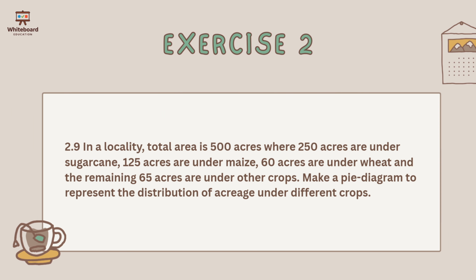In a locality, total area is 500 acres where 250 acres are under sugarcane, 125 acres are under maize, 60 acres are under wheat and the remaining 65 acres are under other crops. Make a pie diagram to represent the distribution of acreage under different crops.